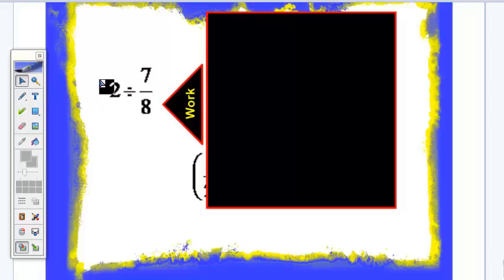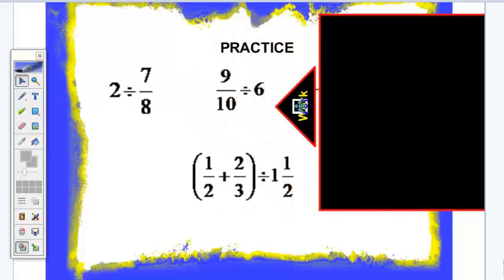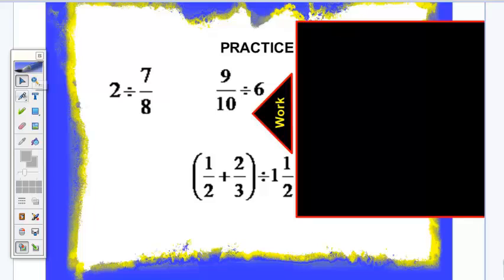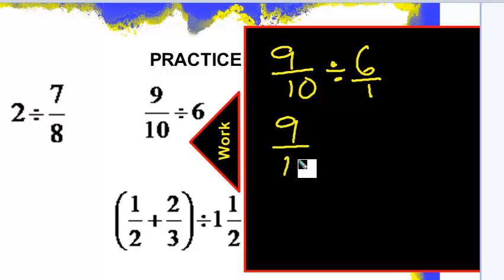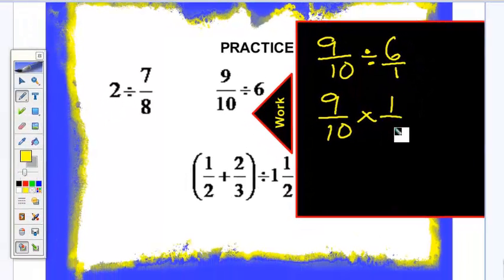Right, now let's go on and do the next one, which is this. Nine tenths divided by 6. Now, remember, wherever you see a whole number, please put it over 1 so we don't forget about it. Okay, so 9 tenths stays the same. Division turns to times. This time we get the reciprocal of 6, which will be 1/6.